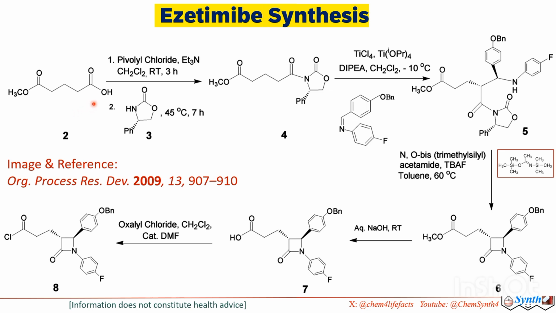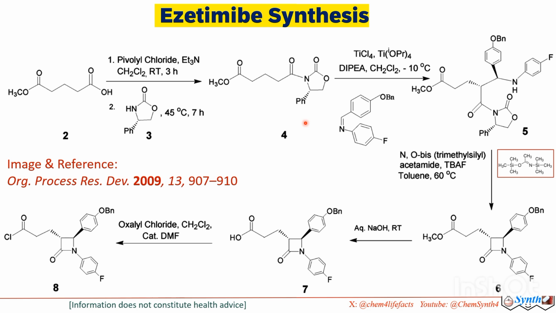Here, pivolyl chloride was used to convert it into pivolyl protection in presence of base, and without isolating that intermediate, it was reacted with this S4-phenyl 2-oxazolidinone to get this oxazolidinone intermediate 4.